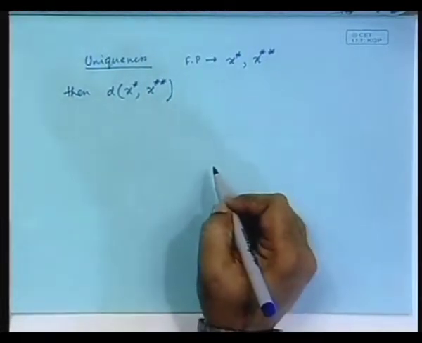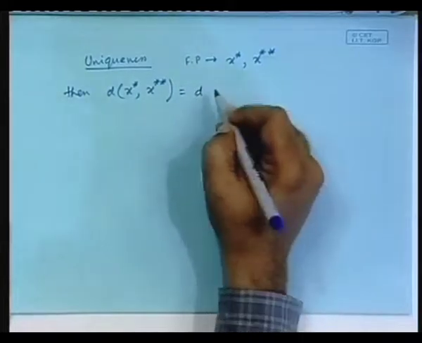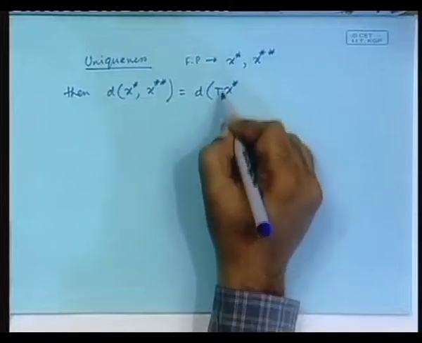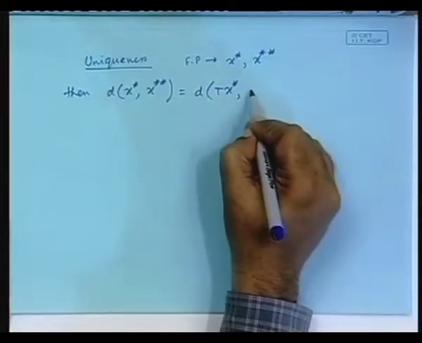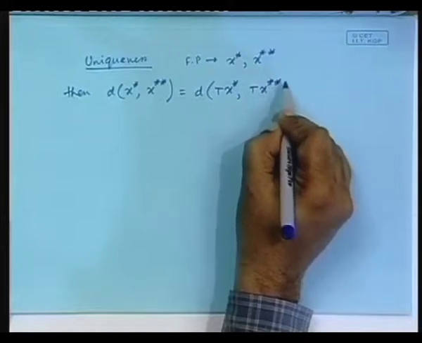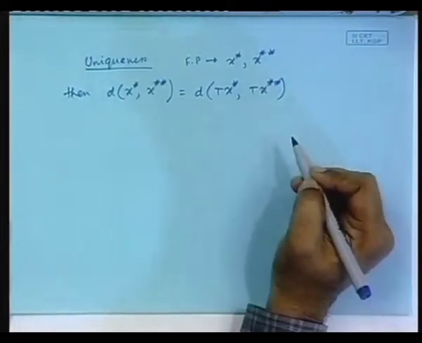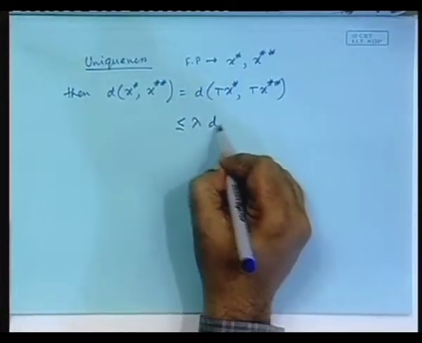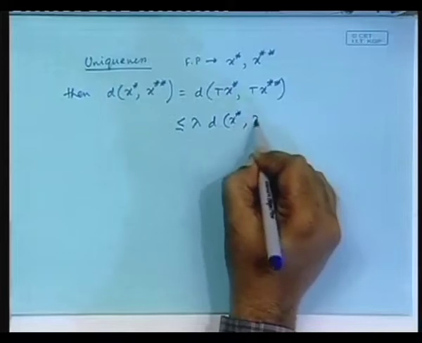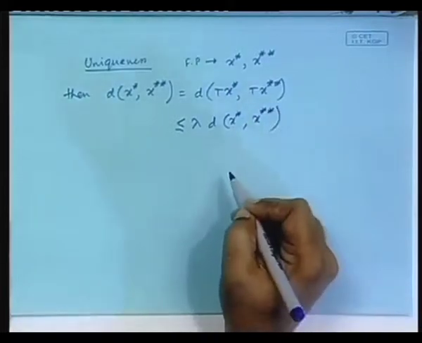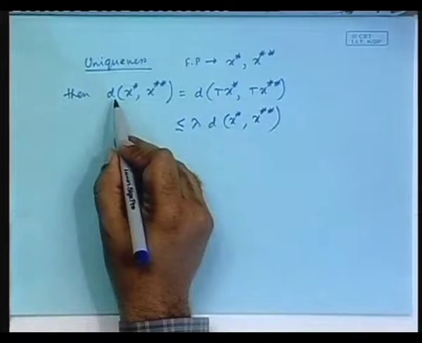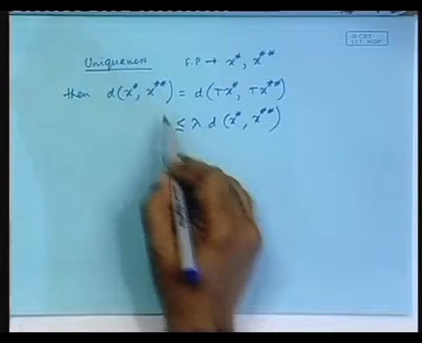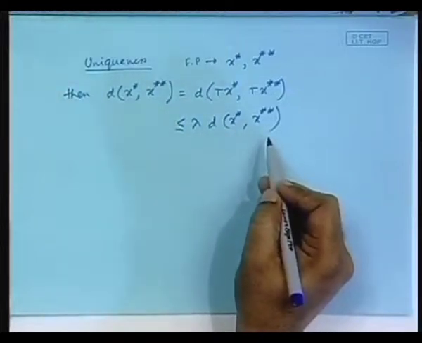what is this distance? It is equal to d of T x star, because x star is a fixed point, x star is equal to T x star, and T x double star, this is also a fixed point. So, this must then be less than lambda d of x star, x double star. Obviously, this is a contradiction because a number cannot be smaller than the same number.